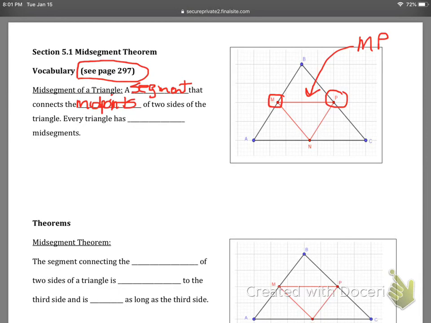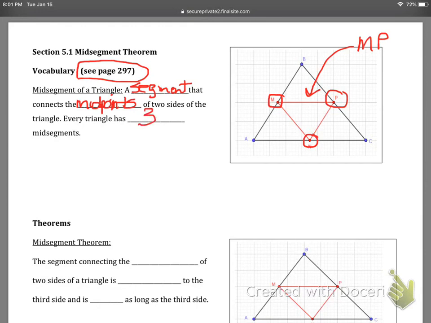So can you find another mid-segment? How about if I tell you that N is a midpoint? If N's a midpoint of the segment AC, then MN connects two midpoints, so that's a mid-segment, and PN is also a mid-segment. Okay, so it says every triangle has three mid-segments.